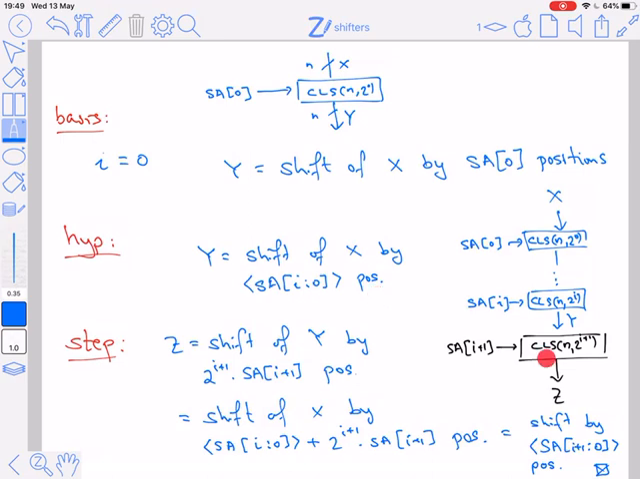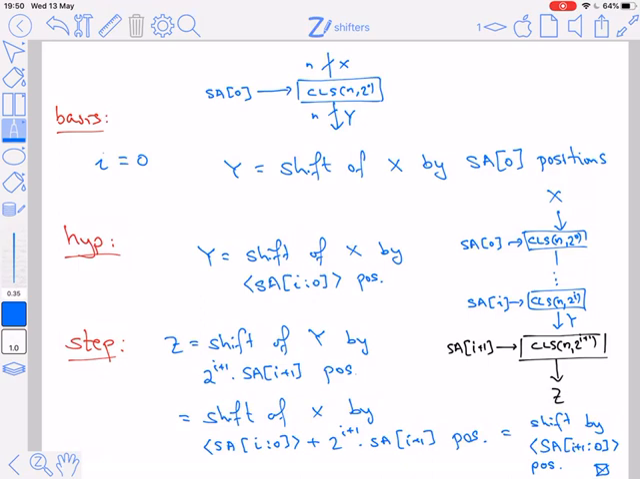Now we go to the next step, and in the next step we apply a CLS(n, 2^(i+1)), which is controlled by SA(i+1) and outputs Z. Now Z is a shift of Y by how many positions? It is 2^(i+1) times SA in position i plus 1 positions. Why? Because if this bit is 0, you don't perform any shifting. And if this bit is 1, then you perform a shift by 2 to the power of i plus 1.